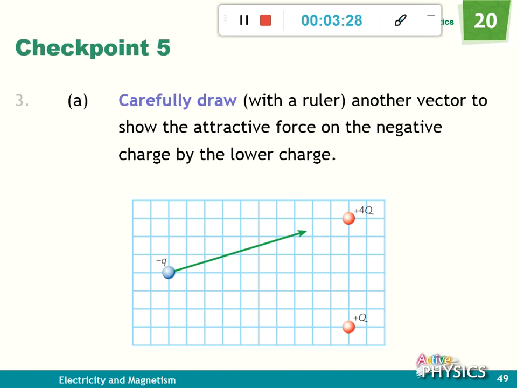Next, carefully draw with a ruler another vector to show the attractive force on the negative charge by the lower charge. Because this one is negative and this one is positive, they attract each other and lie on the line of the center. But you can see that the upper charge is 4 times greater than this one. In a vector, the length represents the value. Because this charge is 4 times, the attractive force from the lower charge should be smaller, 4 times smaller, like that. Okay, this will be the answer, part A.